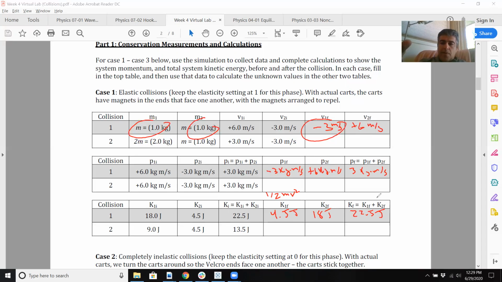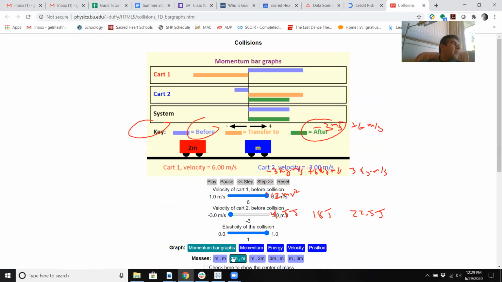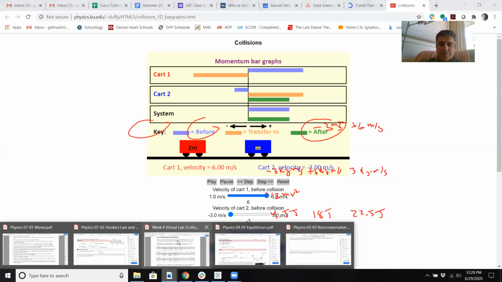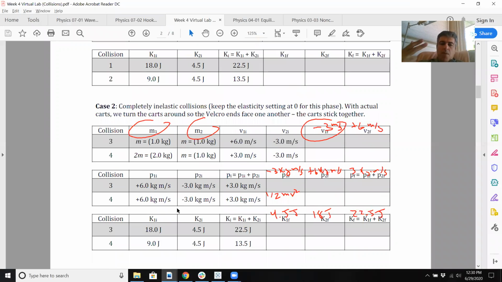Now you and your partner are going to change the mass. So you can go back to the simulation. It should be pretty easy to work out. So go ahead and reset that. You're going to now do that, and you're going to work it out and collect the data and calculate the momentums and energies. And then you're going to do the next case. Then you do case 2, kind of work that out.